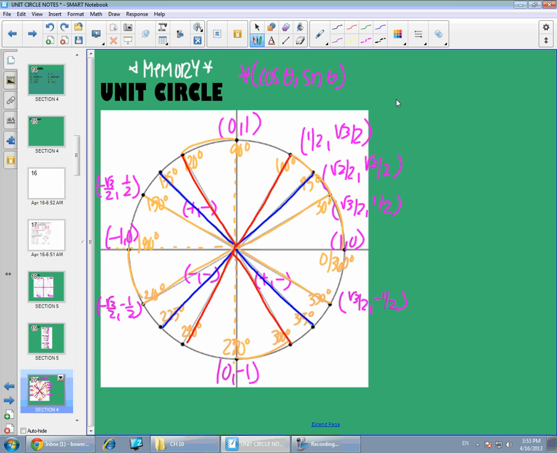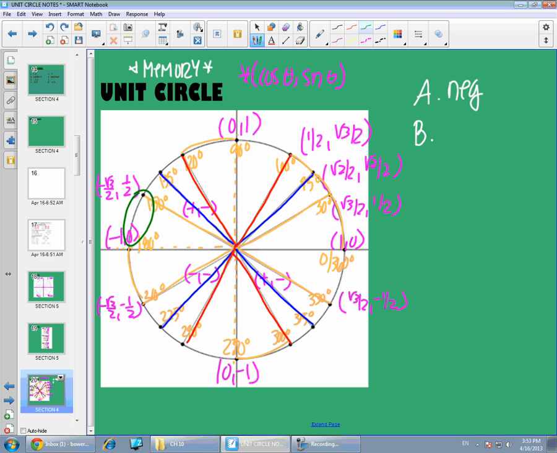Example A says, is sine of 172 positive or negative? Okay, so 172. If I think about where 172 is, that's going to land me somewhere in this chunk right here. Well, sine in that quadrant is the y-coordinate, so the y-coordinate in that quadrant is positive.